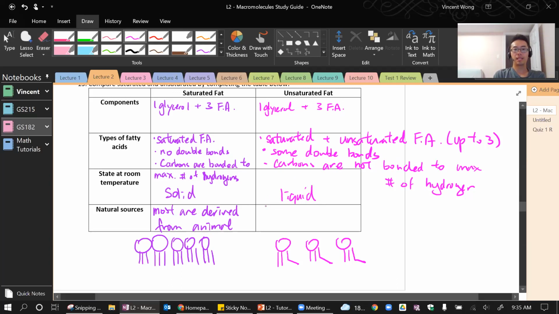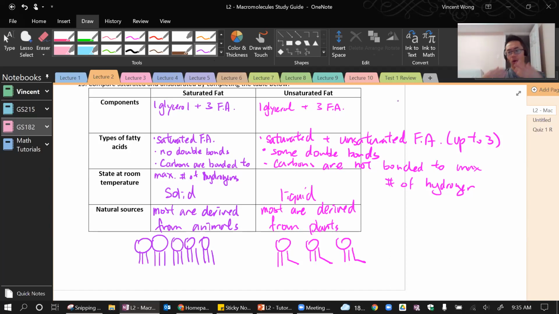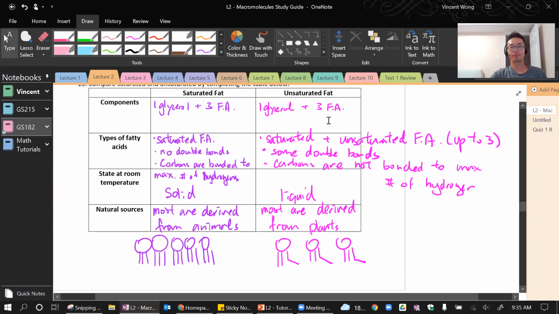Unsaturated fat would be most are derived. Derived means come from, right? Derived from plants. So canola oil, olive oil, grapeseed oil, whatever oil you use, peanut oil. Okay.